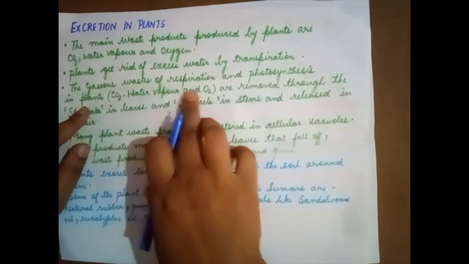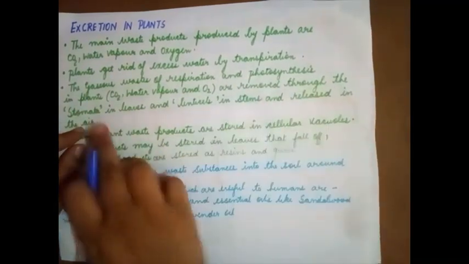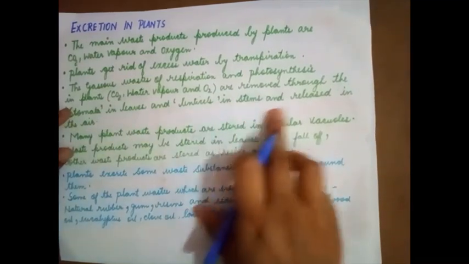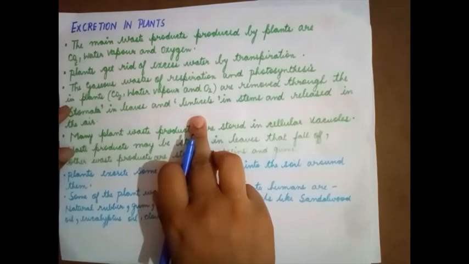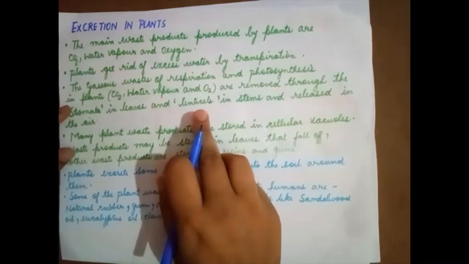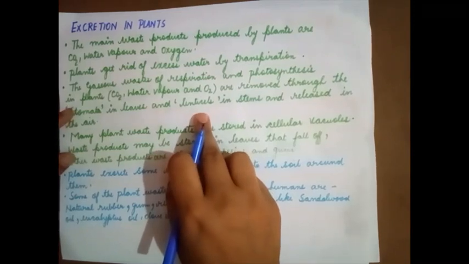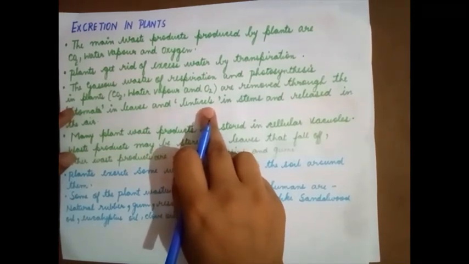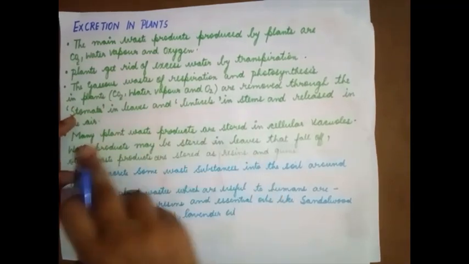The gaseous waste of respiration and photosynthesis in plants are removed through the stomata in leaves and lenticels in stems and released in the air. Lenticels are nothing but tiny pores that are formed because of the secondary growth, and secondary growth is seen in the stem, and this brings about the increase in the girth or the diameter of the plant.